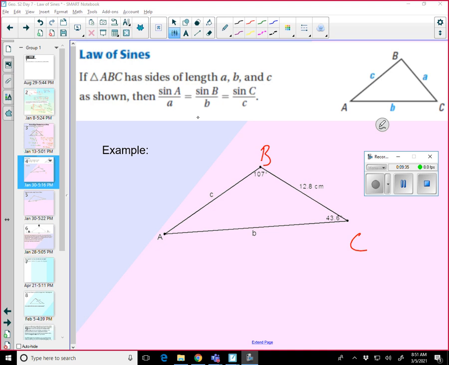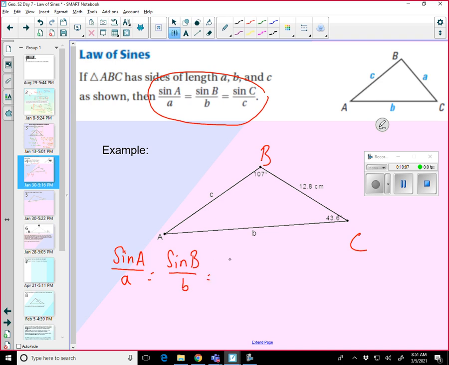Then we can say that this particular proportion is true. Note down this one, and we will see a few problems based on that. For example, here I can find various things. I can find angle A, I can find c and b using law of sines. So let's try the first one. I'll have sine A over a equals sine B over b equals sine C over c. Let's substitute whatever they have given us, and then we can find the missing things if we are solving the triangle.